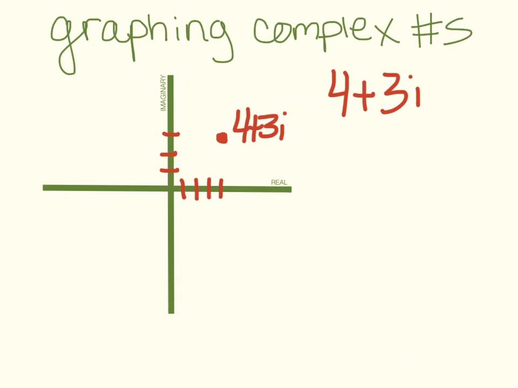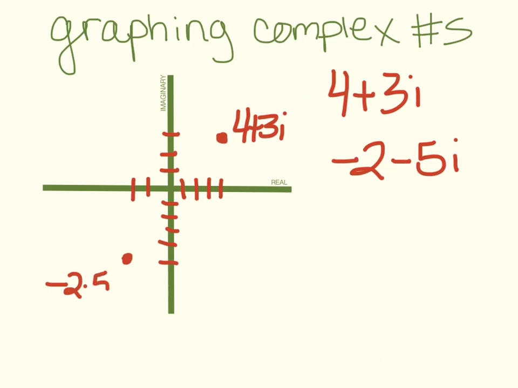Or say we wanted to graph negative 2 minus 5i. Then we'd go 2 on the real, and down 5 on the imaginary, put our point down there. That would be negative 2 minus 5i. Or let's say we wanted to just graph 5i. Then you would go 0 in the real direction, and then you would go up 1, 2, 3, 4, 5 in the imaginary direction. That would be 5i right there.